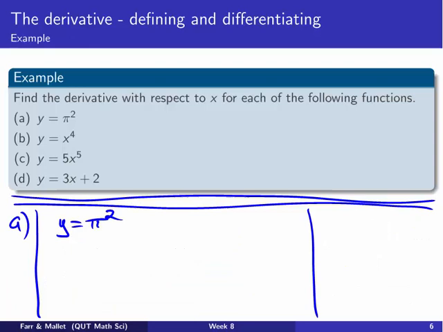Let's try those out on a few examples. First up, we've got y equal to pi squared. Pi is just a constant, so the derivative of y with respect to x, when we have y equal to pi squared, is 0. The derivative of a constant is always 0.